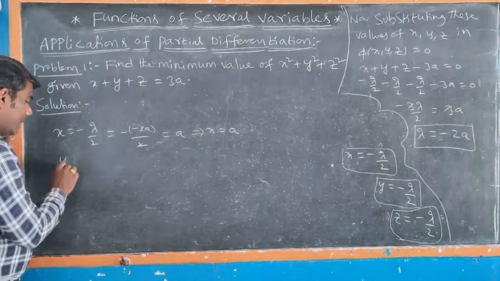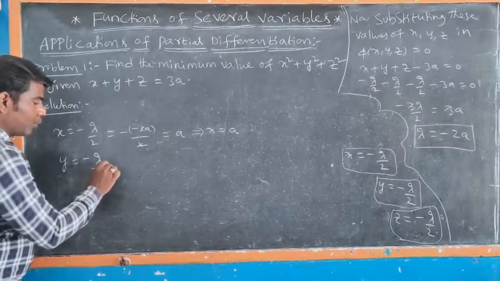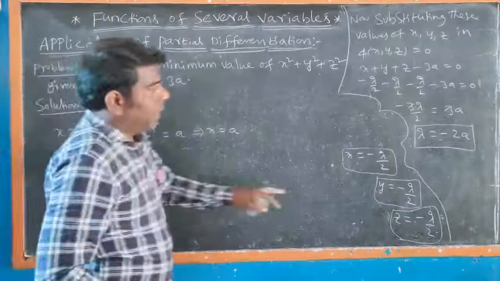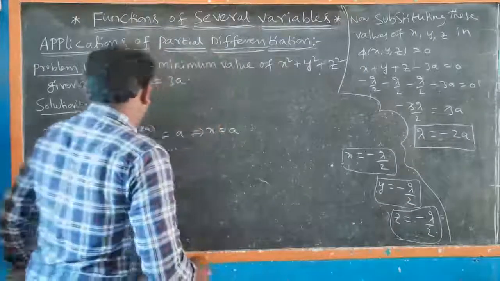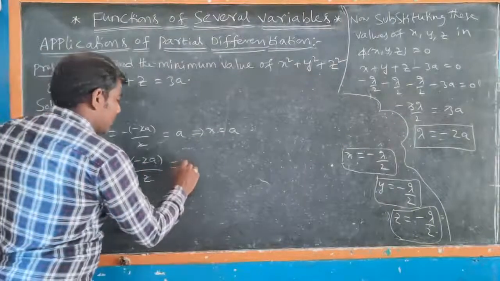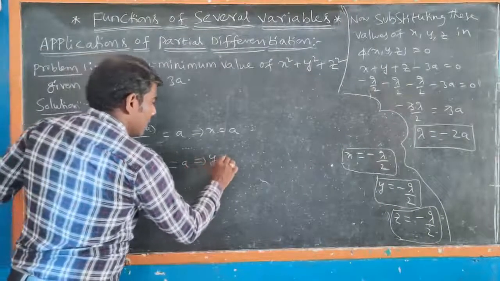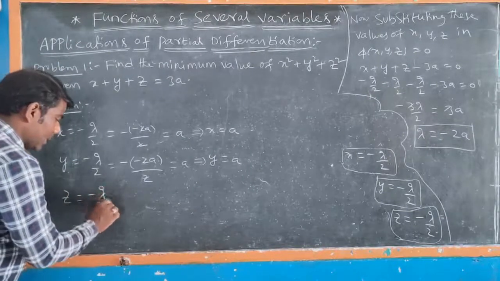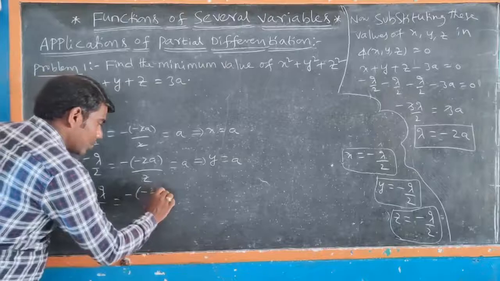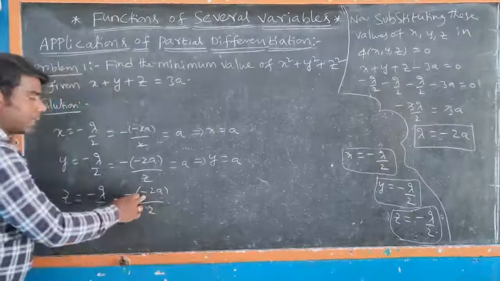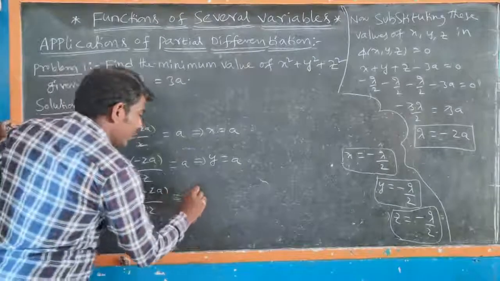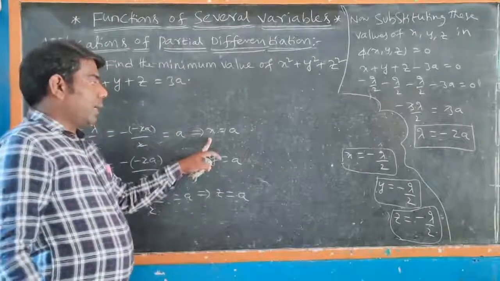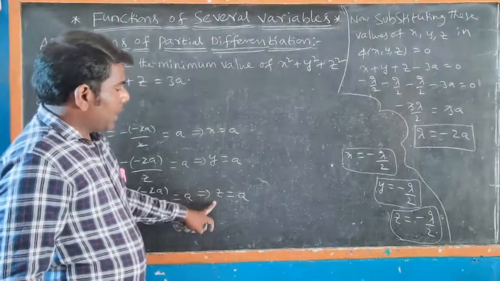Next, y equal to minus lambda by 2. Minus of lambda means minus of minus 2a. The 2 cancel, minus minus plus, so y is equal to a. Next, z equal to minus lambda by 2. Minus of minus 2a by 2, minus minus plus, 2 cancel, then finally a. So x equal to a, y equal to a, z equal to a.